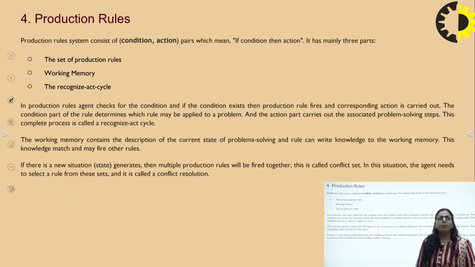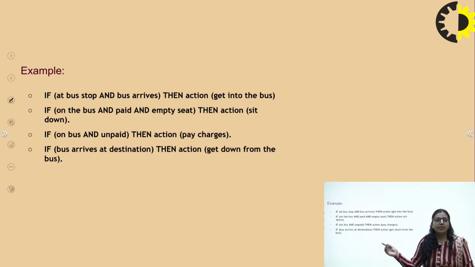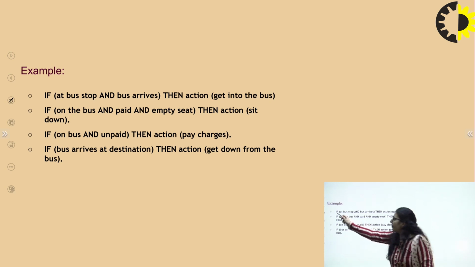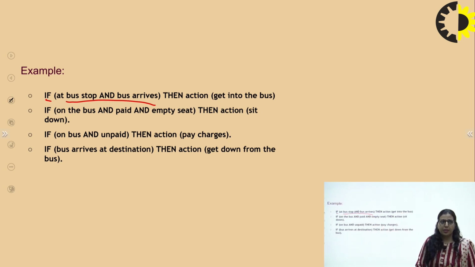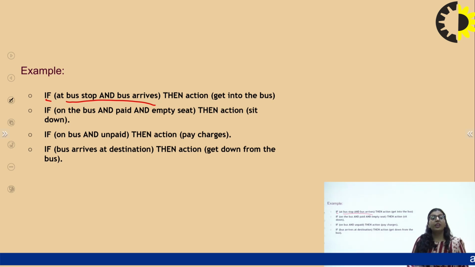Another one is the production rule, in which we use if and then conditions to represent the knowledge. Here is an example: if we are standing at the bus stop and the bus arrives, then what action should be taken? The action is to get into the bus.